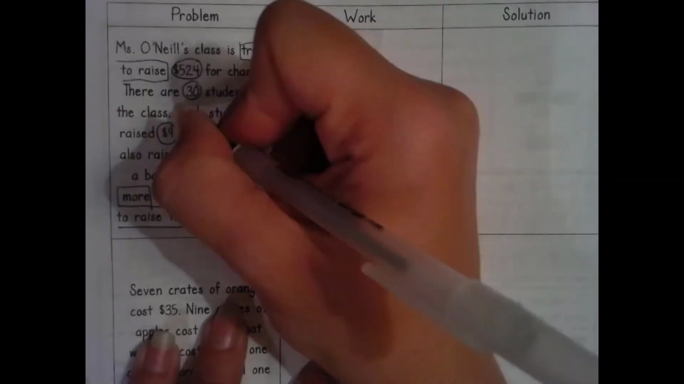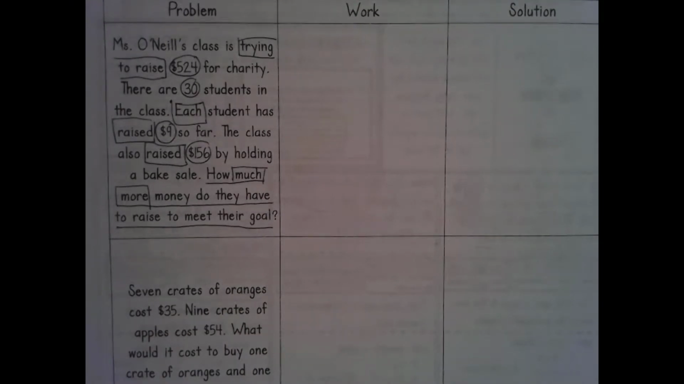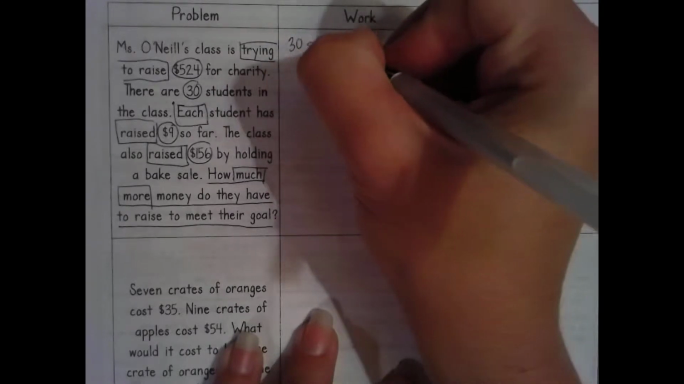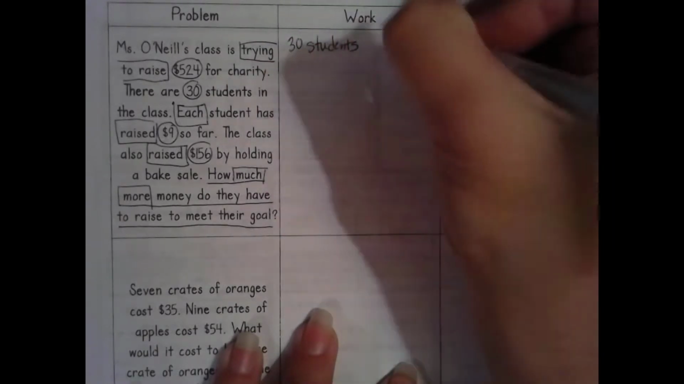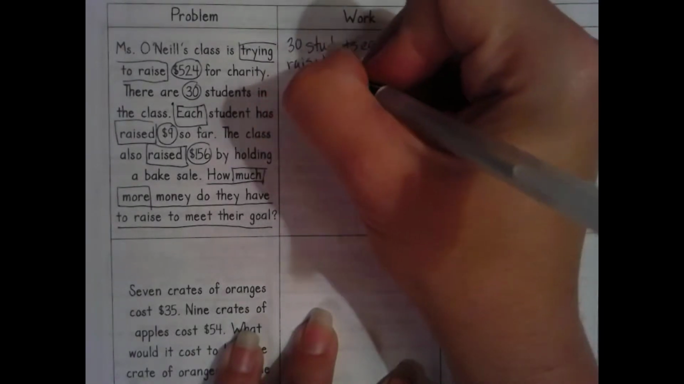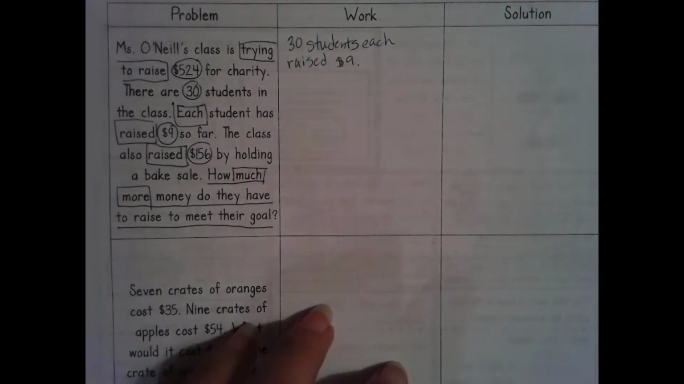So this is what they're trying to raise. Each student has raised $9. And they also raised this amount. So first, we got to figure out the total amount that each student raised. So 30 students each raised $9. So we don't know the total.